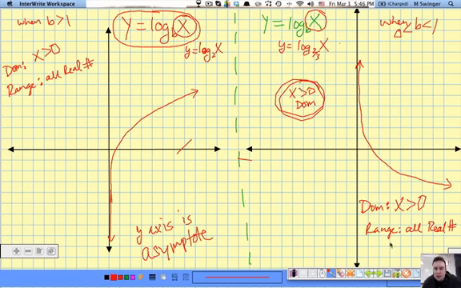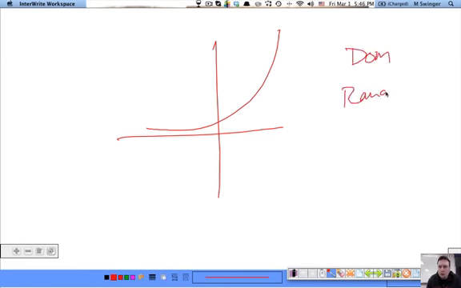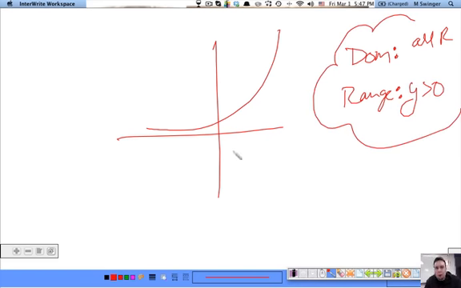Isn't this the total opposite of what you did before? Exponential functions. What do exponential functions look like? Here's an exponential growth. What was the domain and range of this right here? Domain is everything, all real. Range, well, it starts here and it goes up, right? It's from here up. So y is greater than 0. This is the opposite of what we're doing right now, logarithms. Well, logarithms look like this, right? It's the opposite. So it's the inverse.